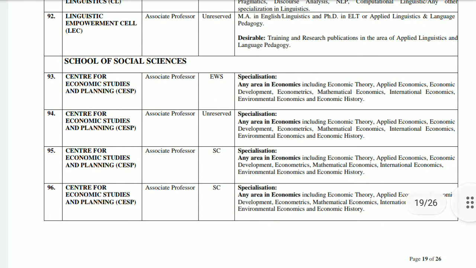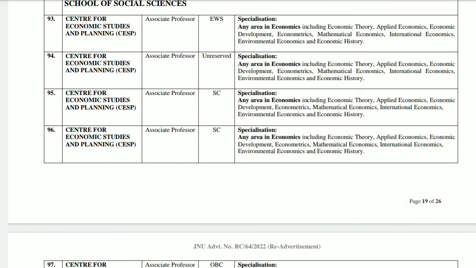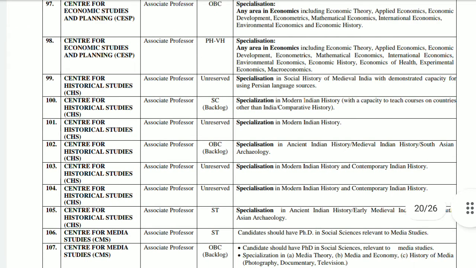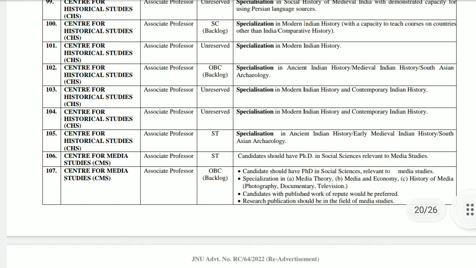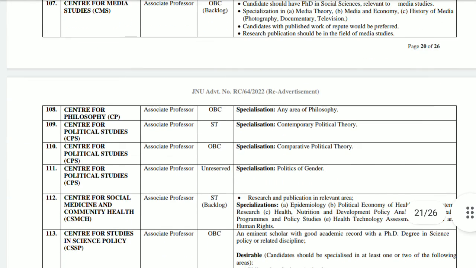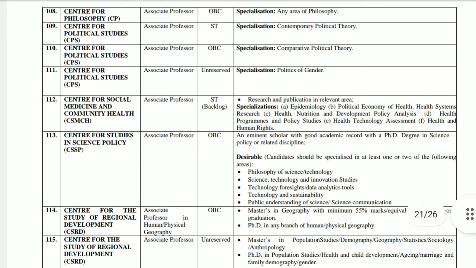Next job position, associate professor in Economic Studies and Planning. Next, associate professor in Historical Studies. Next, associate professor in Media Studies. Next, associate professor in Philosophy. Next, associate professor in Political Studies.